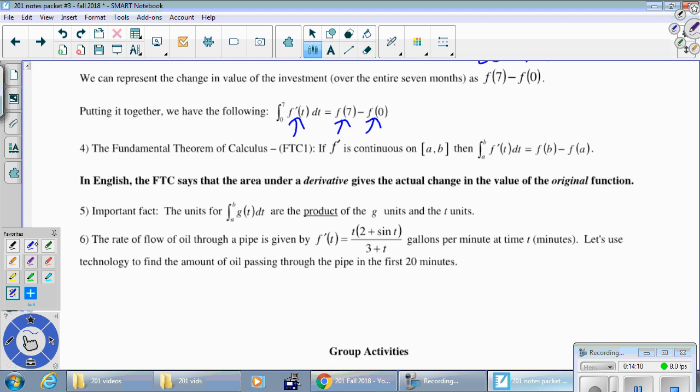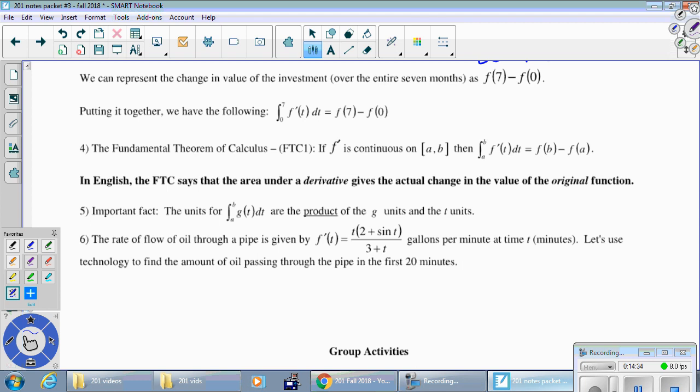Okay, so that statement up above is important enough to have a name. In fact, it has a very important sounding name because it is very important. It is called the Fundamental Theorem of Calculus, Part 1. There are 2 parts to the fundamental theorem. This is the more important one. If f prime is continuous on the closed interval [a, b], then the integral from a to b of f prime of t dt is equal to f of b minus f of a.